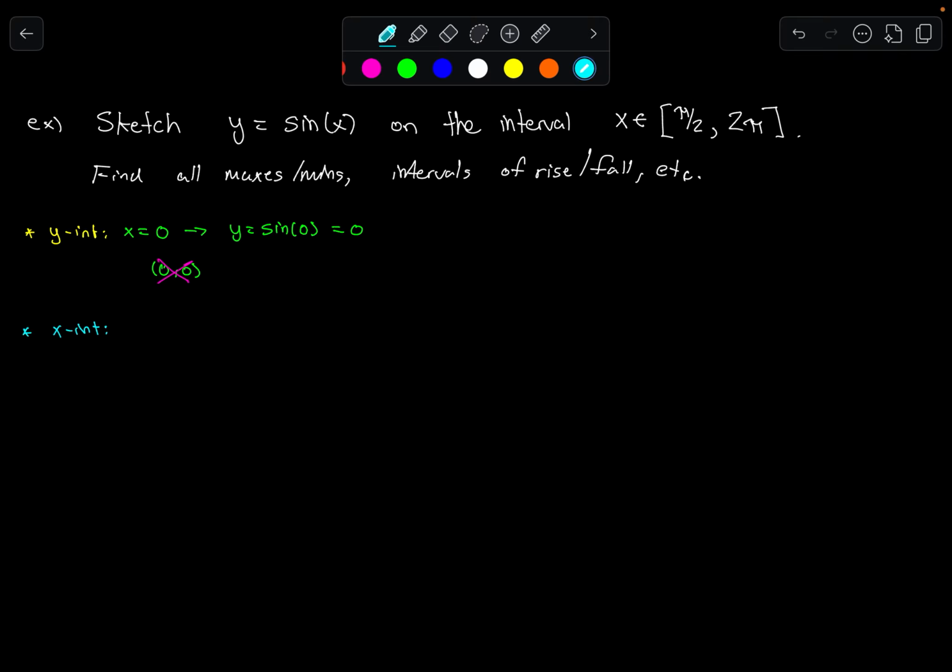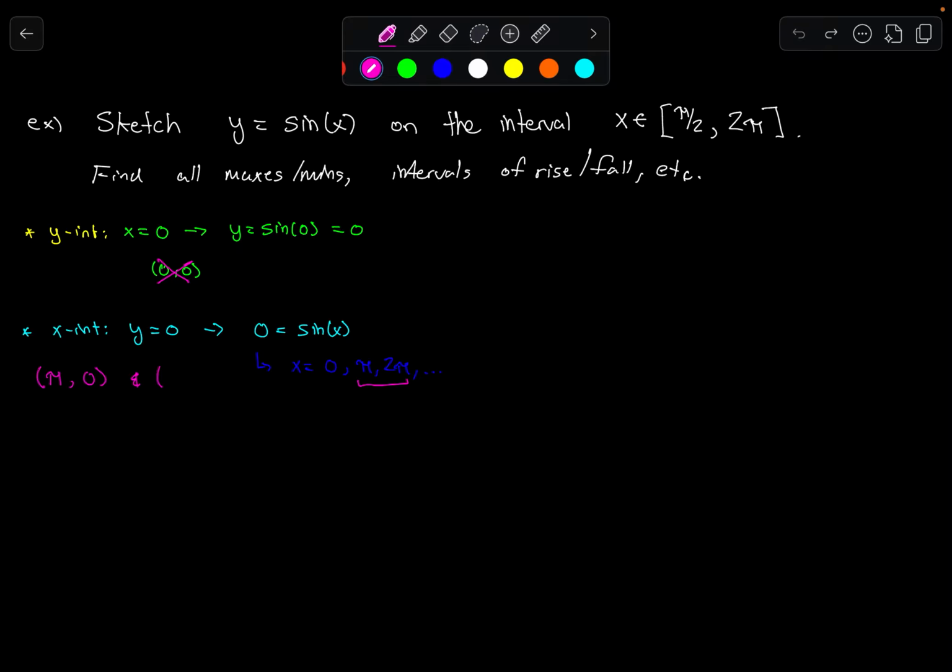Now, how about the x-intercept? The x-intercept happens when y is equal to 0. So if we set 0 equal to sine of x, when does this happen? Using our trigonometry knowledge, we know that this happens when x is equal to 0, when it equals pi, when it equals 2 pi, and so on. On the interval that we've been given, we're only really interested in those two. And so that means we are going to have the points pi comma 0 and 2 pi comma 0.